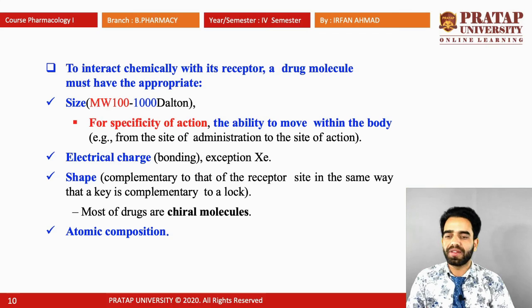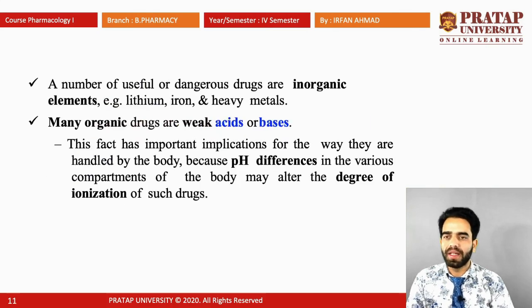Another thing is atomic composition. A maximum number of useful or dangerous drugs are inorganic elements, for example lithium, iron, and heavy metals. If we misuse them they can be dangerous drugs, and sometimes they are useful. Many organic drugs are either weak acids or bases. Why? Because these are well handled in acidic or basic medium, since pH differences in the various compartments of the body change the degree of ionization of such drugs. That's why.